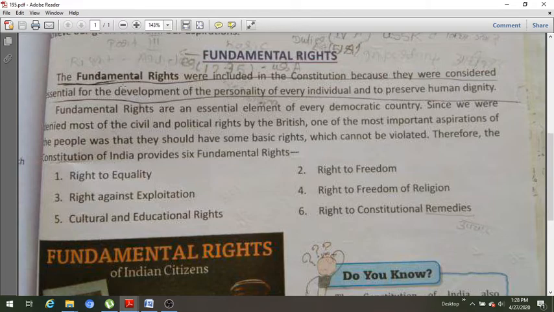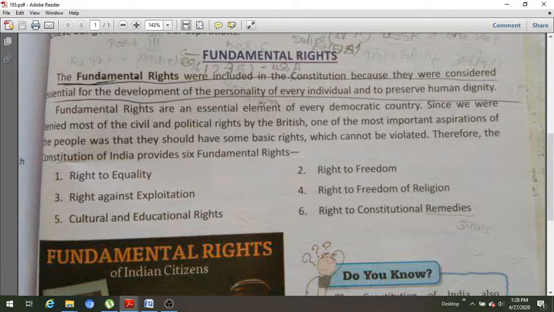This is a very important line. You can note it down. It is very important from the examination point of view. You can be directly asked why fundamental rights were included in the Constitution. So your answer will be here: the fundamental rights were included in the Constitution because they were considered essential for development of the personality of every individual, and to preserve human dignity.